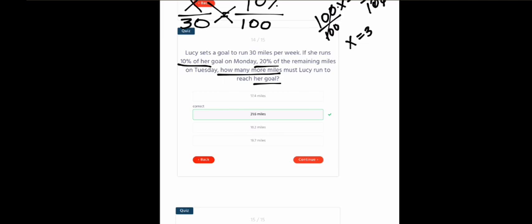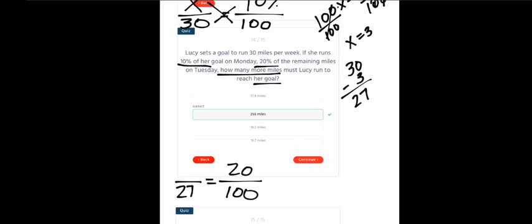Now it says that she ran 20% of the remaining miles on Tuesday. How do we find the remaining miles? We subtract. So we do 30, which is her goal, minus 3 that she ran on Monday, and we get 27. Now this is our new total, okay? And we're going to use this to find out how much she ran on Tuesday. So 27 is my new total. This is what she needs to achieve. 100 always goes here. We're going to find 20% of that. And I'm going to put x there because that's going to give me 20%.